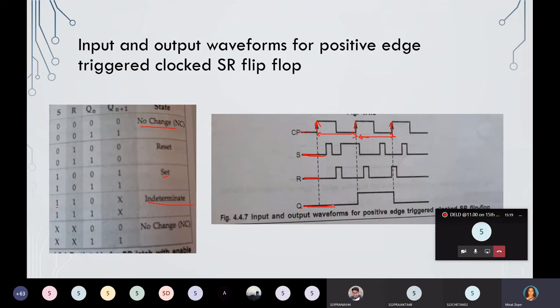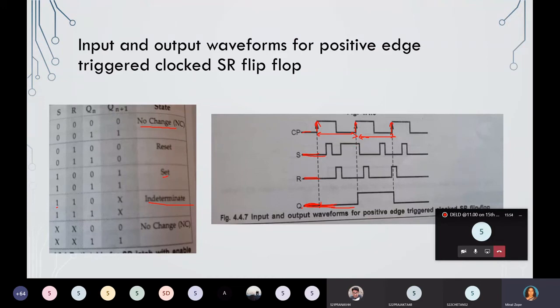So it is 0. Consider that the present state Q is this. When you get the next state at the clock pulse, that state will continue as 0. In between this clock pulse there is no change. Again the change will occur at the next edge trigger from 0 to 1, means positive edge triggered.